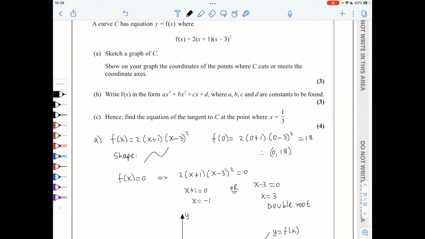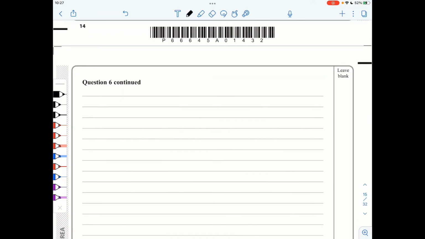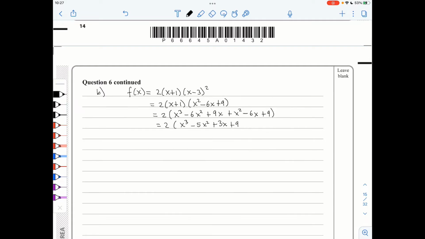Now in B, we need to write f of x in this form, so we're pretty much being asked to expand this. We will start with the factorized form of f of x, which is 2 brackets x plus 1 brackets x minus 3 squared, which gives me 2 brackets x plus 1 brackets x squared minus 6x plus 9. And I will further expand into x cubed minus 6x squared plus 9x plus x squared minus 6x plus 9. Collecting the like terms, it's 2 brackets x cubed minus 5x squared plus 3x plus 9, which is 2x cubed minus 10x squared plus 6x plus 18. So this is the expanded form we had to find.